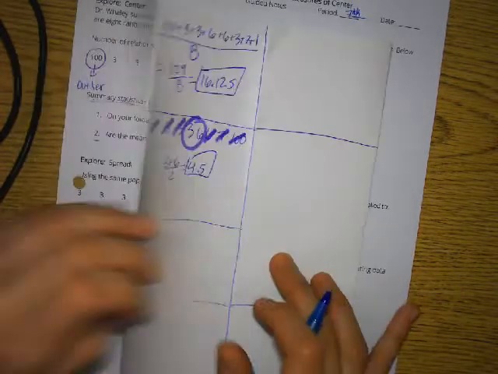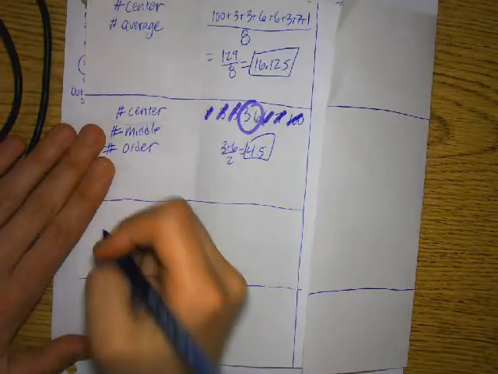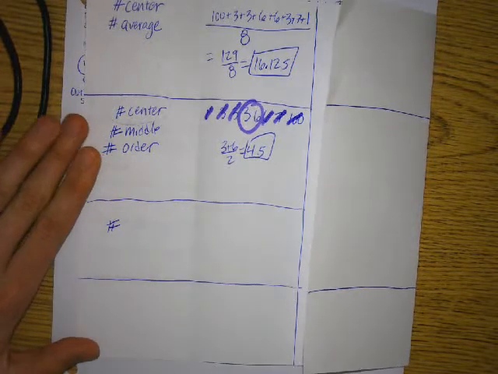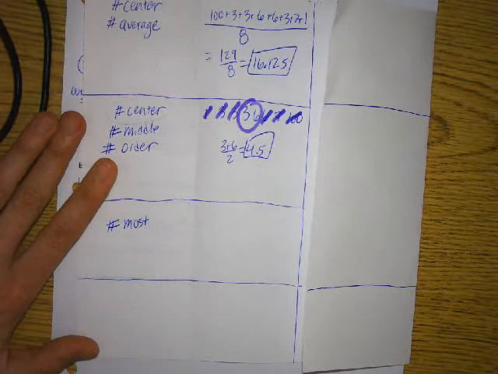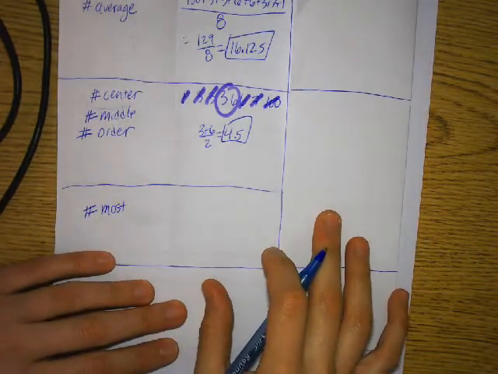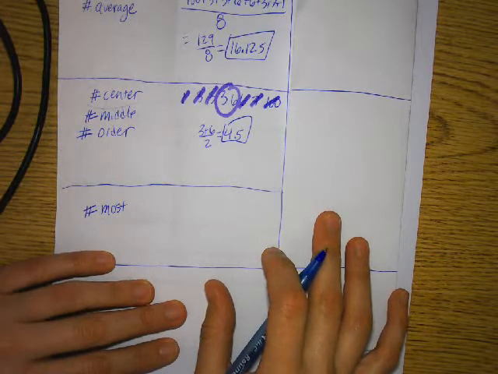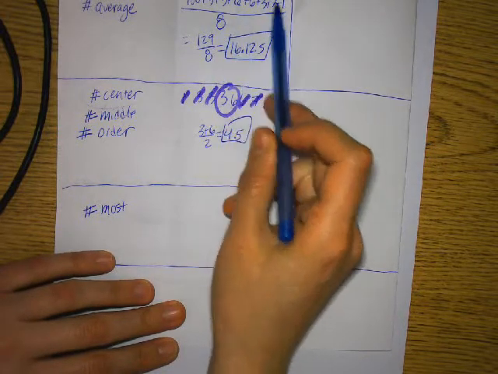Okay, the next one. Mode. What's our hashtag going to be for mode? Most. What's our mode for this set of data? Which number occurs most frequently? 3.